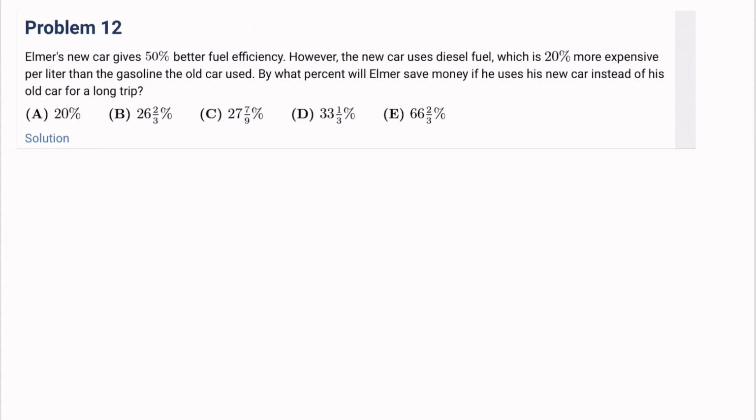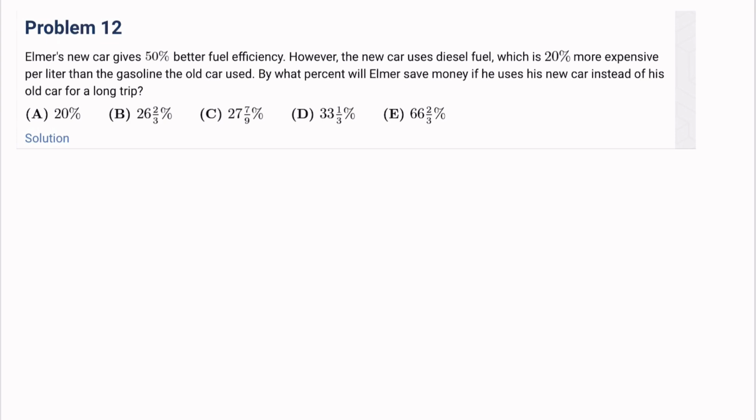Number 12, Elmer's new car gives 50% better fuel efficiency. However, the new car uses diesel fuel, which is 20% more expensive per liter than the gasoline the old car used. By what percent will Elmer save money if he uses his new car instead of his old car for a long trip? And let's hope that another oil crisis doesn't break out.